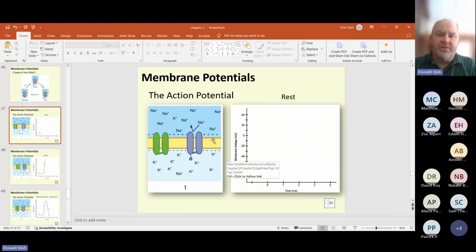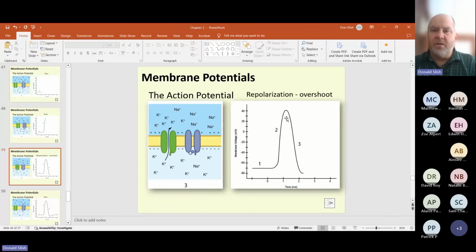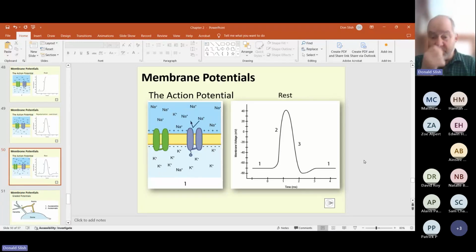Anyway, so at rest, leak potassium channels are holding the membrane potential. At the peak of the action potential, you've got sodium rushing through, but these guys are inactivating, and these guys are about to open. In the repolarization and overshoot phase, this large potassium current is going out, and that's bringing you back towards the Nernst potential of potassium. And then those channels close, and you go back to rest. Okay, so that's your action potential.